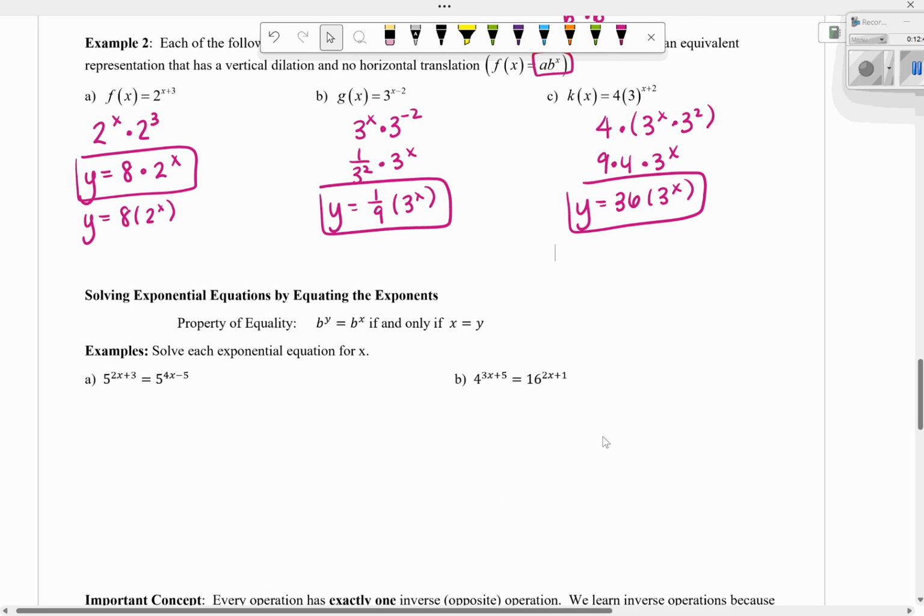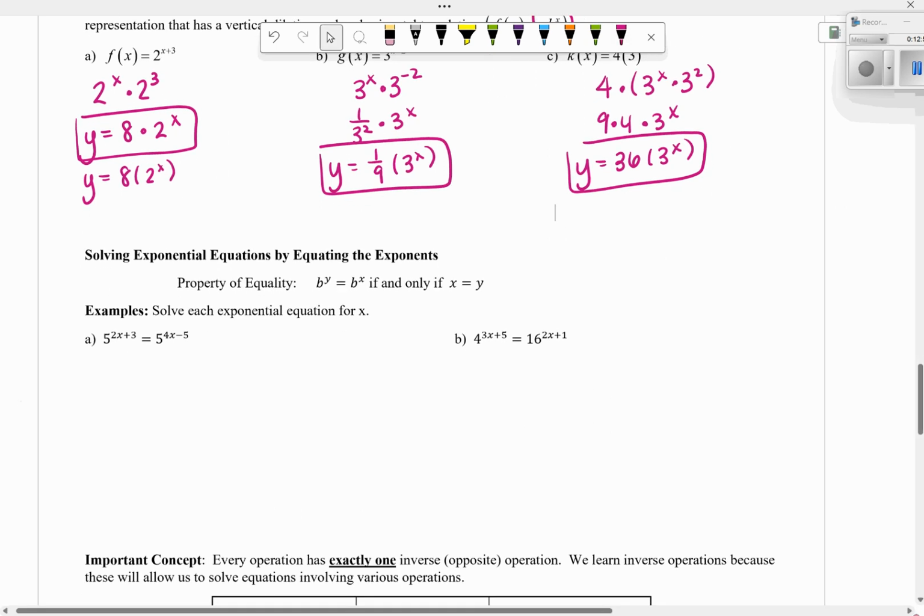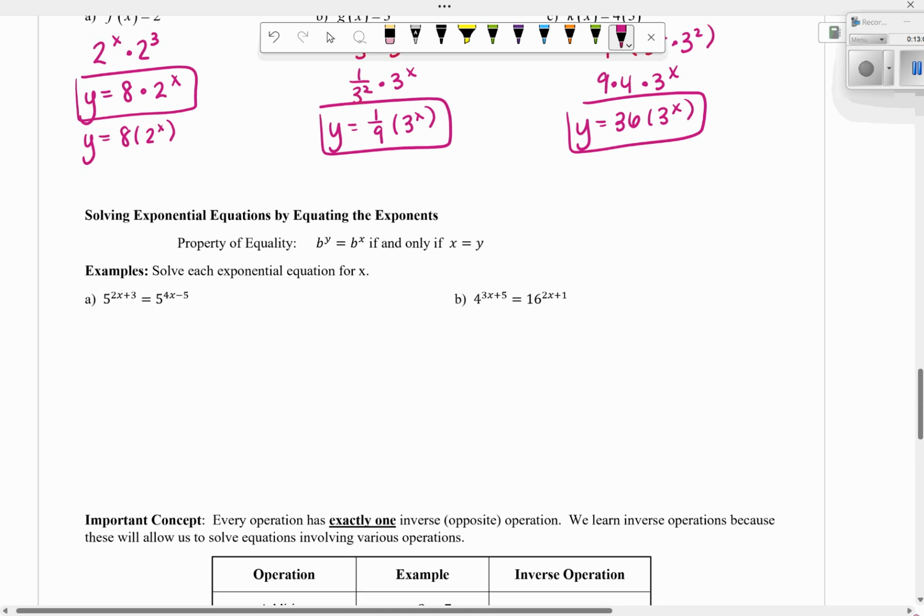So we're going to talk then next about solving exponential equations by equating the exponents. So we have a property of equality: b to the y equals b to the x if and only if x equals y. Sometimes it's also called the one-to-one property. So it says solve each exponential equation for x. We've done these before. A, you can see, has the same base. So we just set the exponents equal and solve.